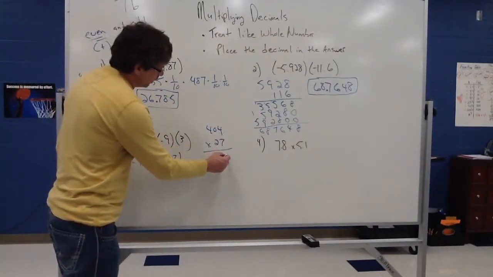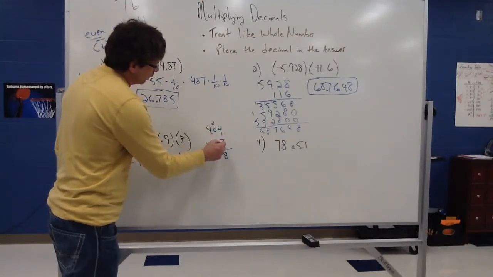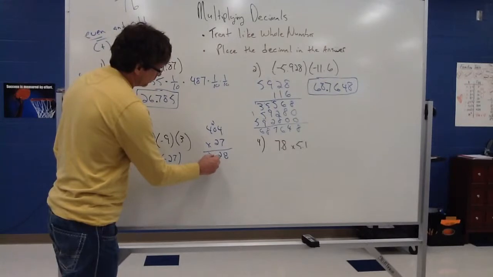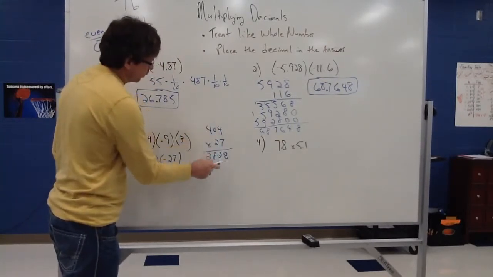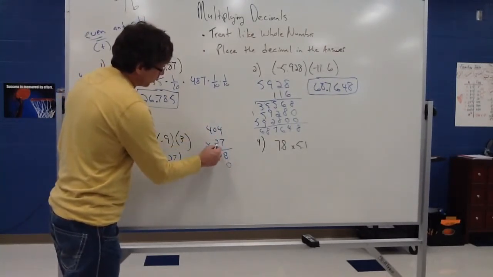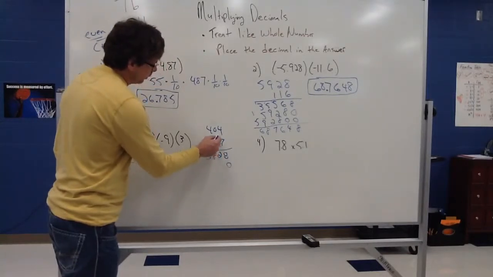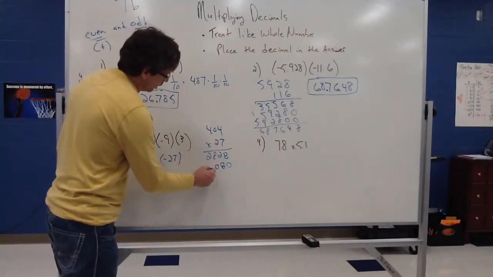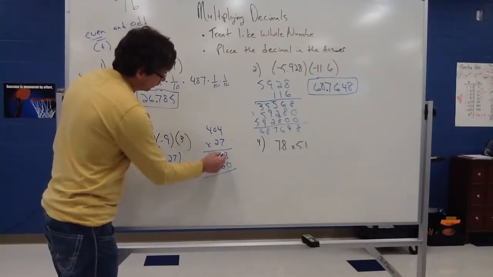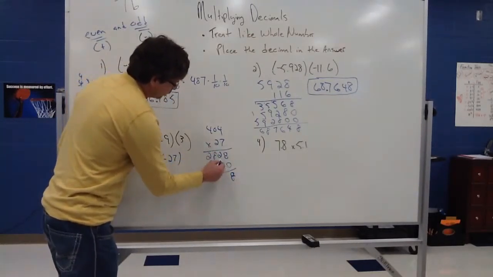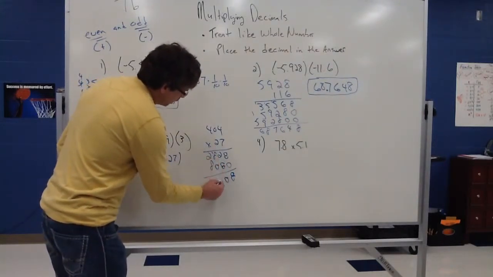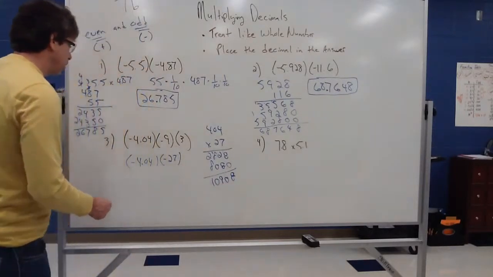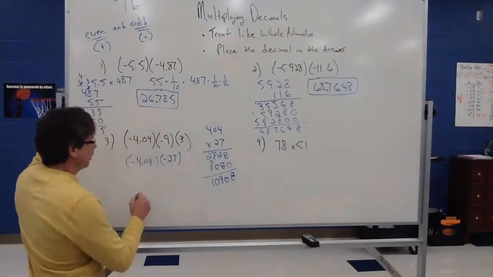7 times 4 is 28, carry the 2. 7 times 0 is 0, plus 2 is 2. 7 times 4 is 28. So I'm going to erase this and reload to the next row. Put my 0 in for place value because that's in the tens place. 2 times 4 is 8. 2 times 0 is 0. 2 times 4 is 8. Add my two partial products. 8 plus 0 is 8. 2 plus 8 is 10. Carry the 1. That makes a 9. That makes a 10.